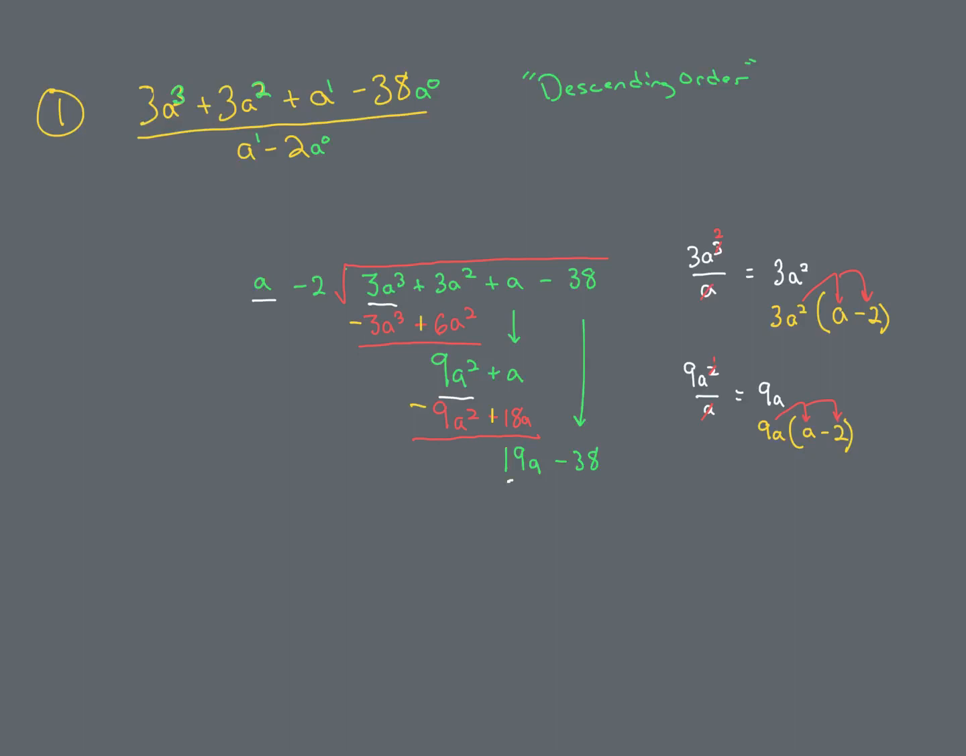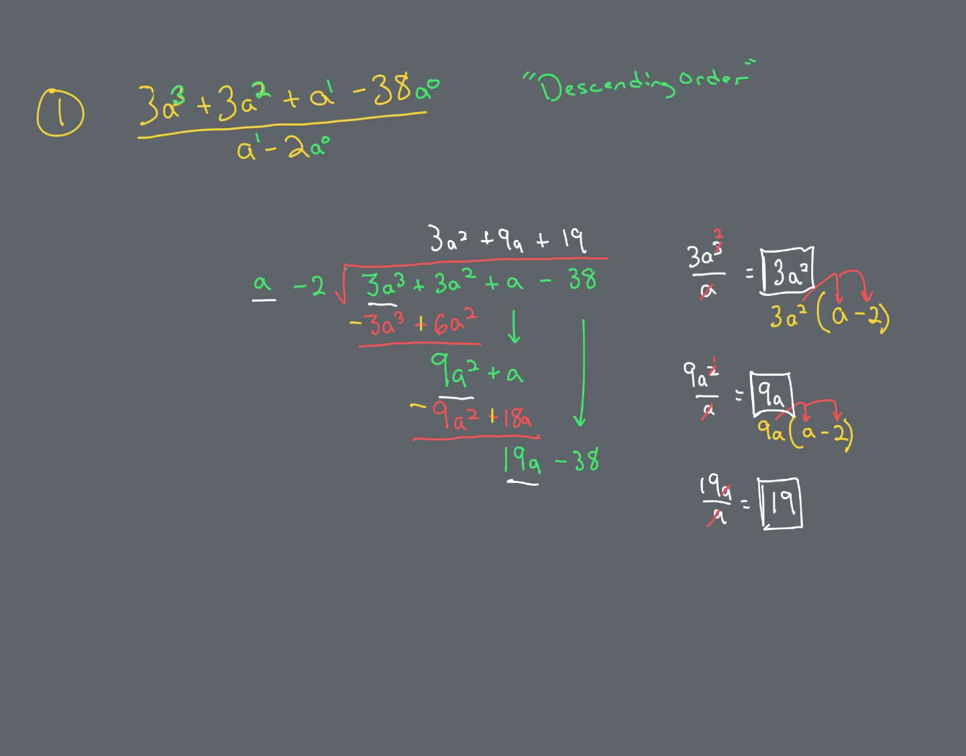Going to do the 19a divided by a now. Those a's cancel, and we're just left with positive 19. Now, all these numbers, the 3a squared, the 9a, the 19, those should go up top. So 3a squared plus 9a plus 19. That's what we've got so far.